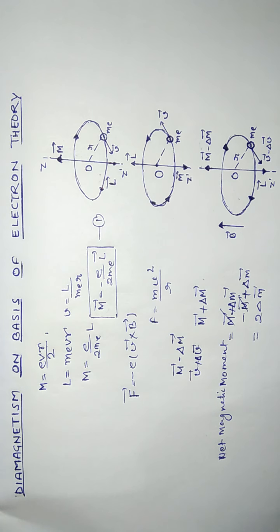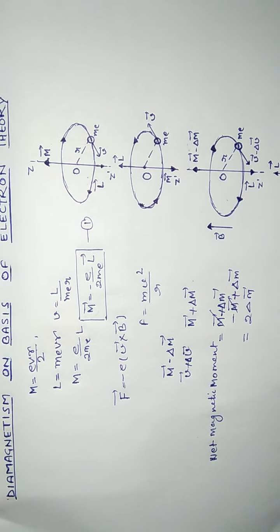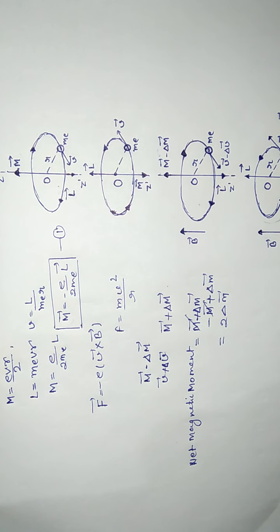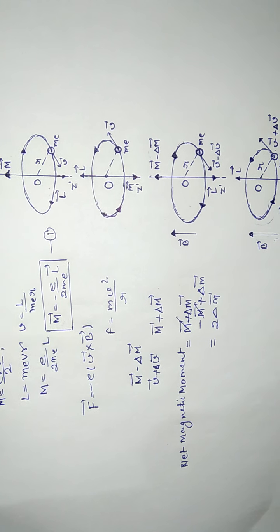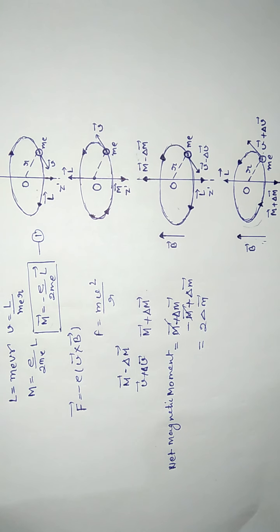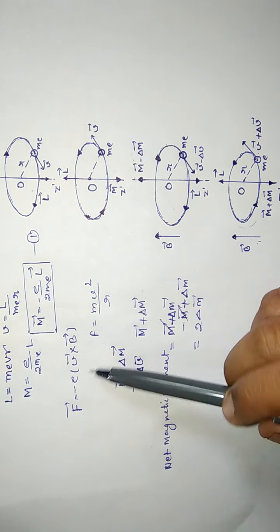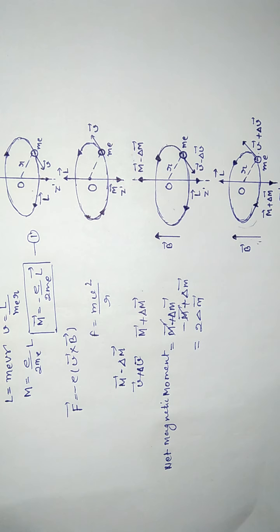Now what happens when an external magnetic field is applied? In the next figure you can see the magnetic field is applied in the upward direction. When the external magnetic field is applied, then the magnetic Lorentz force is given by F equals minus e v cross B.